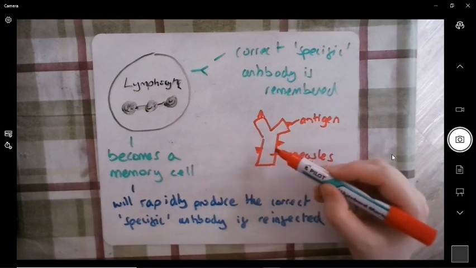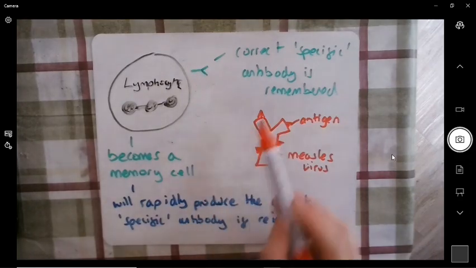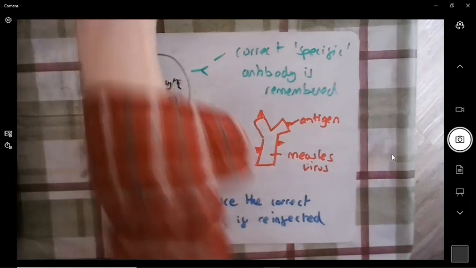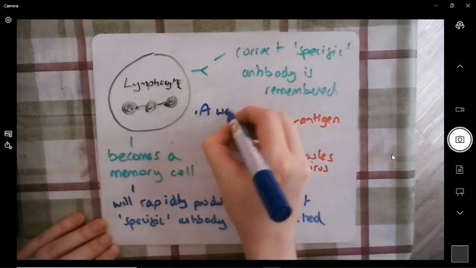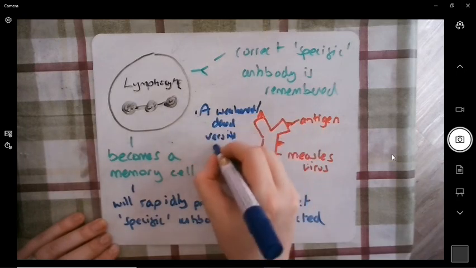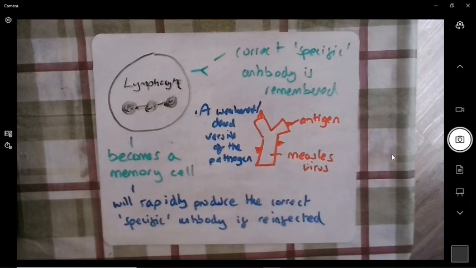But it does have the correct antigens, which means you do get lymphocytes trying to create specific antibody, and when you do make the correct antibody, they'll become memory cells and rapidly produce the correct antibody if reinfected. All a vaccine is, all they inject you in with is a weakened or even a dead version of the pathogen. They could even just inject you with the antigens, and that would still trigger lymphocytes to make the correct antibody.